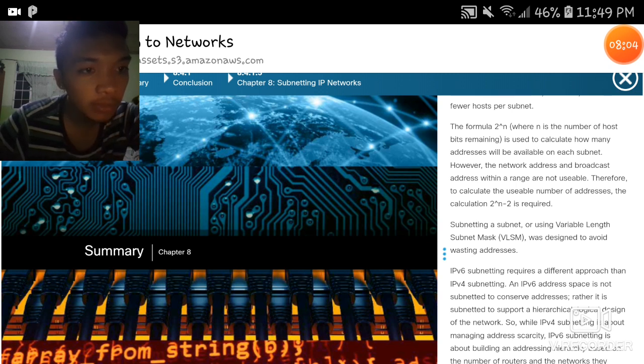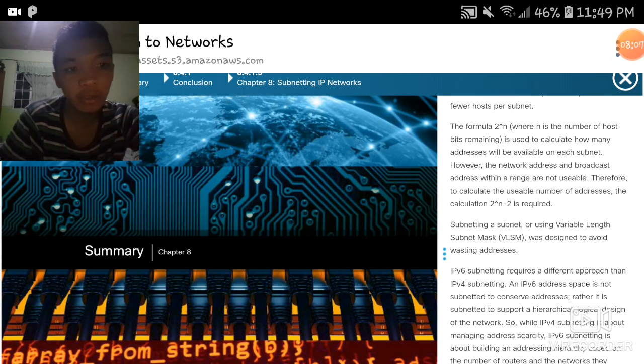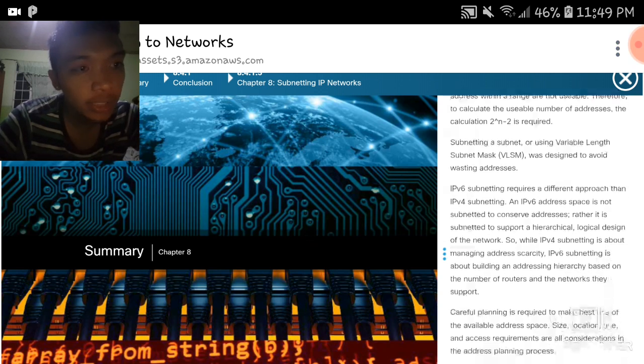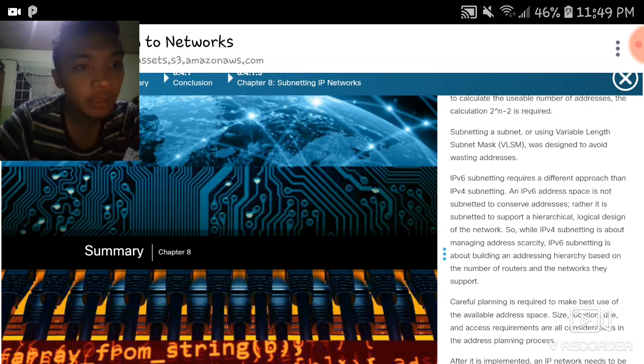Subnetting a subnet, or using variable length subnet mask or VLSM, was designed to avoid wasting addresses. IPv6 subnetting requires a different approach than IPv4 subnetting. An IPv6 address space is not subnetted to conserve addresses. Rather, it is subnetted to support a hierarchical or logical design of the network. So while IPv4 subnetting is about managing address scarcity, IPv6 subnetting is about building an addressing hierarchy based on the number of routers.